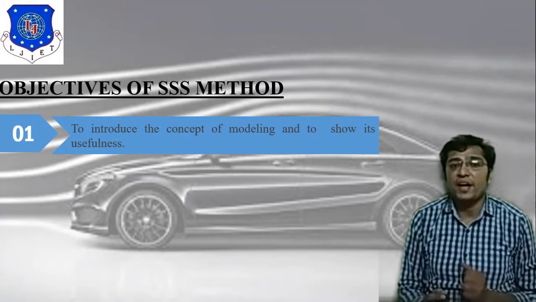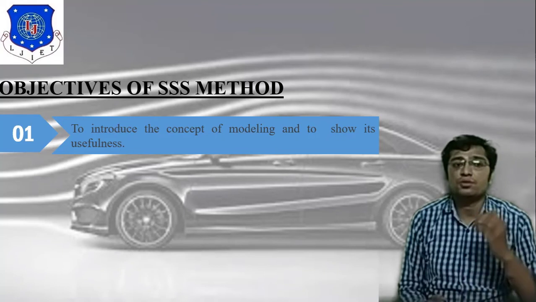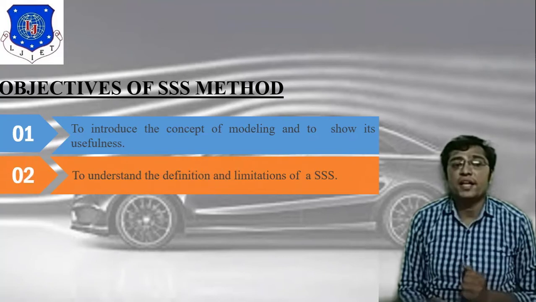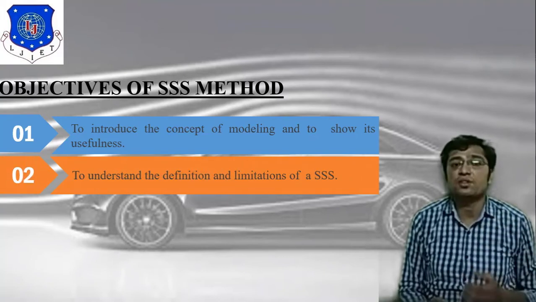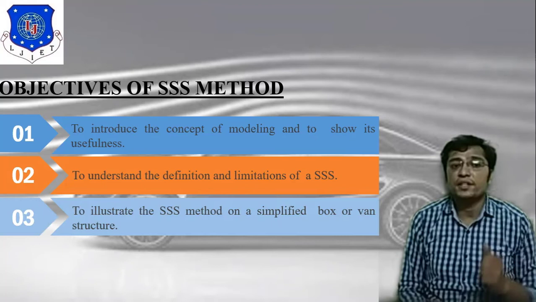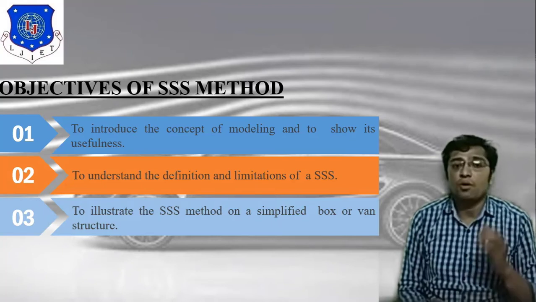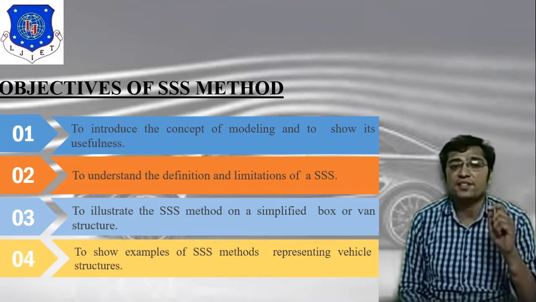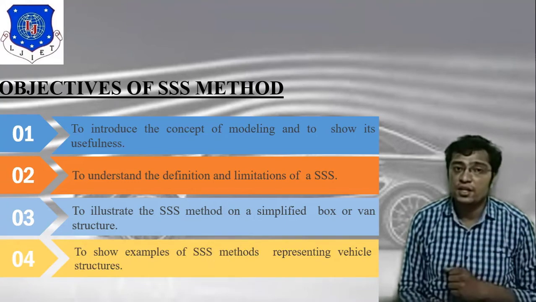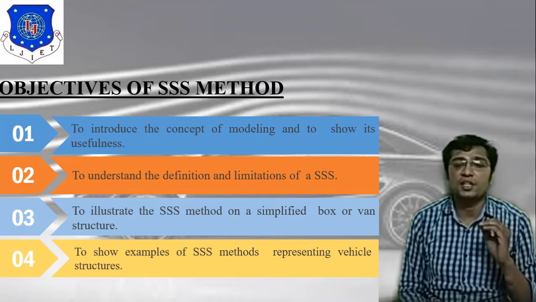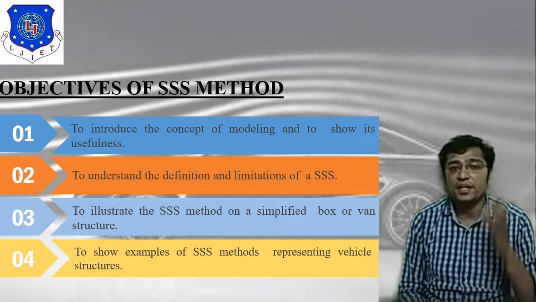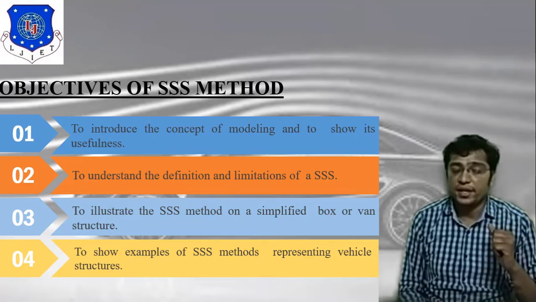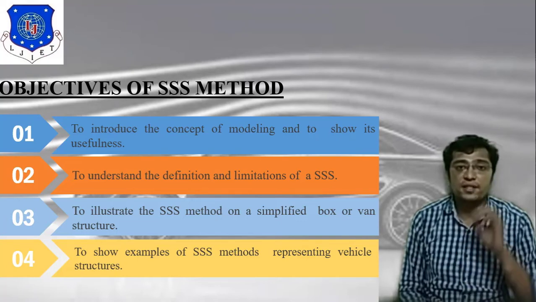Objectives of the SSS method. The first is to introduce the concept of modeling and show its usefulness. Second is to understand the definition and limitation of SSS. Third is to illustrate the simple structure surface method on a simplified box or similar structure, and last is to show an example of the SSS method representing the vehicle structure. These are the four main objectives of the SSS method. Ultimately it relates to load analysis, and we are using software.